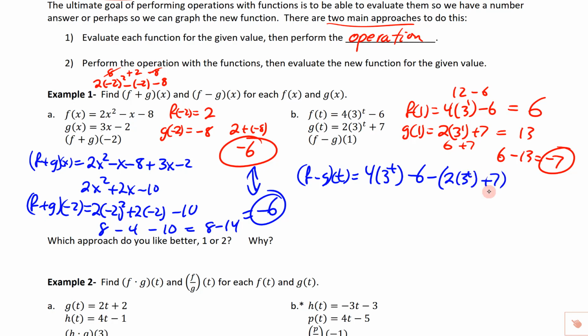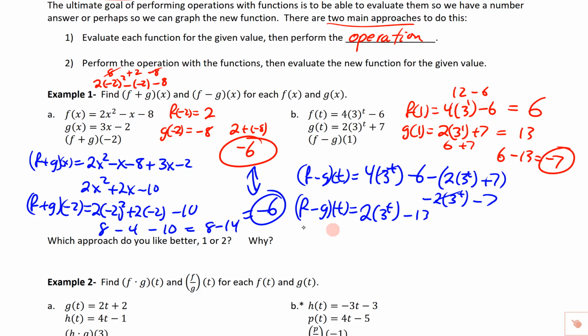So let's see what we've got here. This is going to be 4 times 3 to the t minus 2 times 3 to the t. And that's going to be a minus, let's see, what have we got there? Yep, that's a minus 7. So we have f minus g of t is equal to 4 of these minus 2 of these is 2 times 3 to the t. Yep, got those taken care of, and then minus 13.